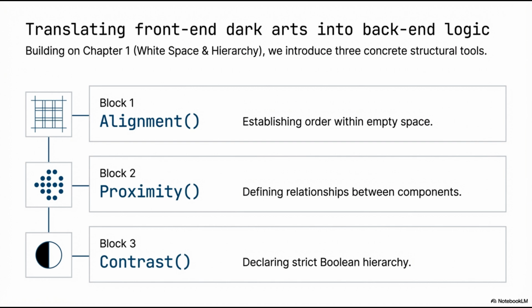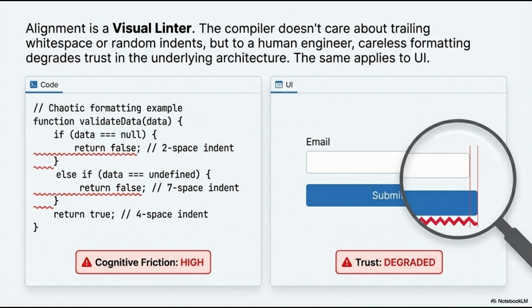Totally. So let's pick up exactly where that leaves off. We know white space gives a layout room to breathe, right? Yeah. But a giant empty room is really just a void until you actually arrange the furniture in it. We need to establish order within that empty space. Right, and the primary mechanism for establishing that order is alignment. Okay, so let's talk about alignment, because the book uses this analogy that I absolutely love. The visual linter analogy. Yes! That alignment is the visual equivalent of a code linter. It's such a perfect comparison.